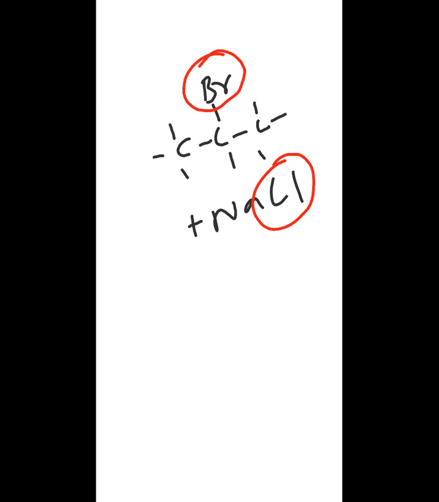So yes, as we move down in a halogen group, the reactivity decreases. Bromine comes after chlorine, so bromine is less reactive. So the chlorine can replace the bromine. So it will be like this, Cl, and you will get NaBr. Okay, so this is substitution reactions.